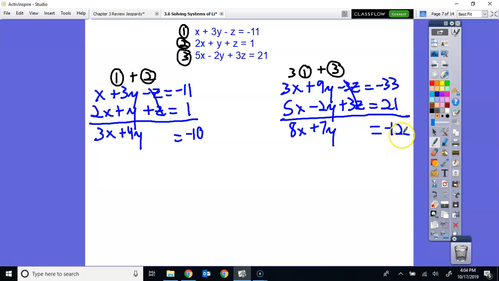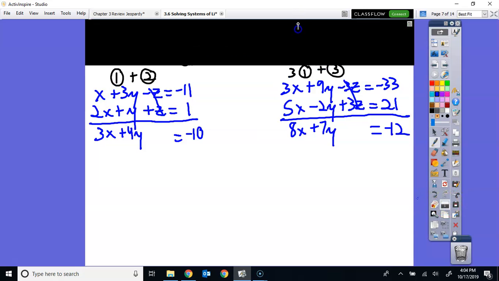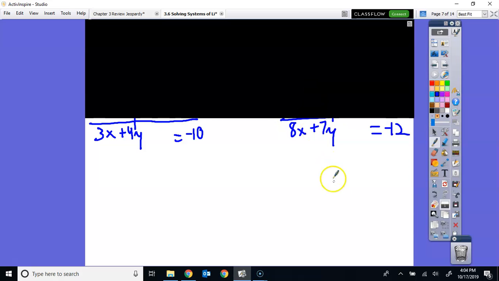Now I have two equations that only have x and y. And so what I can do at this point is ignore all those equations up here that had z in them, and just focus on these two equations and solve it like we have been for the entire first part of this chapter with two variables, two equations. So I use the addition method again. On this particular problem, I would multiply this equation by 8. The reason is because 8 times 3x is 24x, 8 times 4y is 32y, 8 times negative 10 is negative 80.